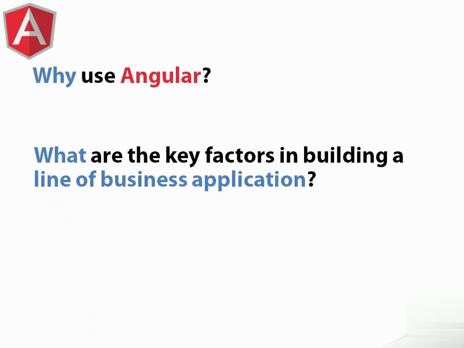Now we know the answers to our 3 questions. Why use Angular? Well, we defined many reasons, including its expressiveness and modularity that lead to clean and maintainable code. What are the key factors in building a line of business application? Data is a key business resource. A line of business application needs to focus on managing, manipulating, validating, and displaying that data.